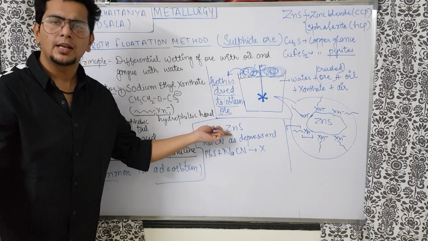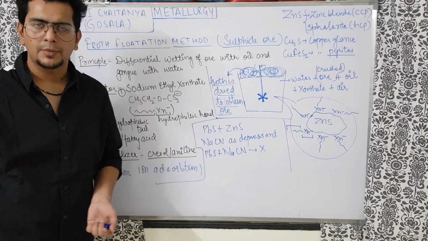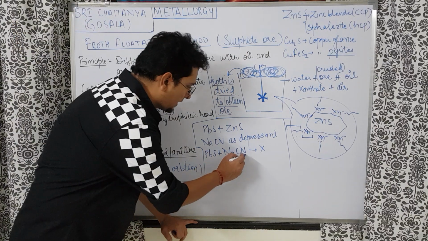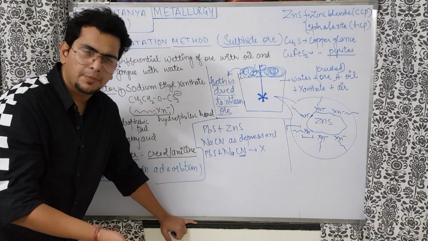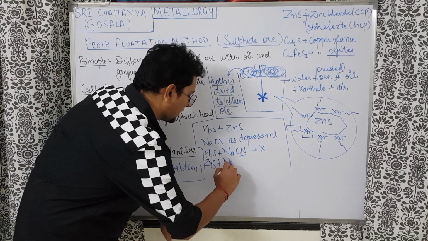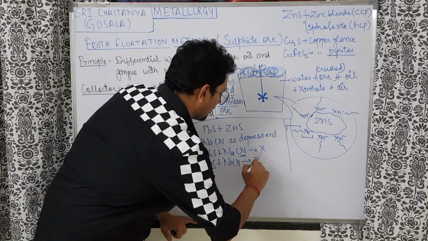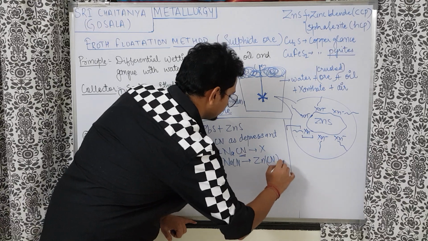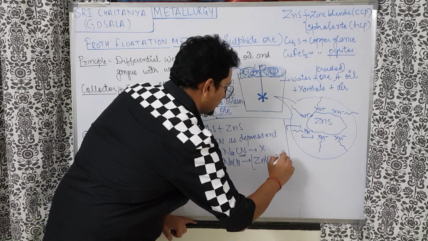Zinc is from d block element. He has a tendency of forming complex compounds. And CN minus is a ligand. He will love to form complex compounds, but Pb is not ready. Whereas ZnS loves to make a complex compound of coordination number 4. So [Zn(CN)4]2 minus.